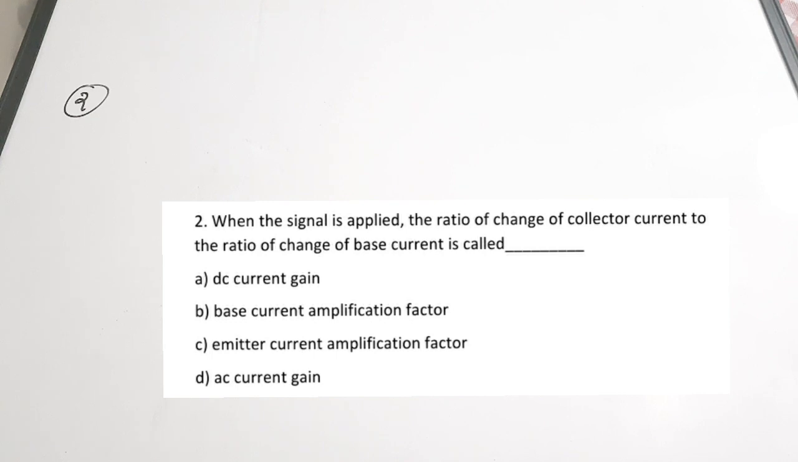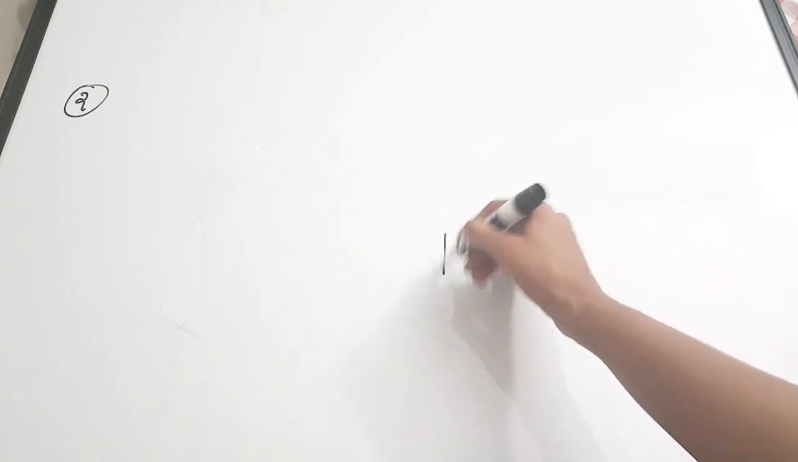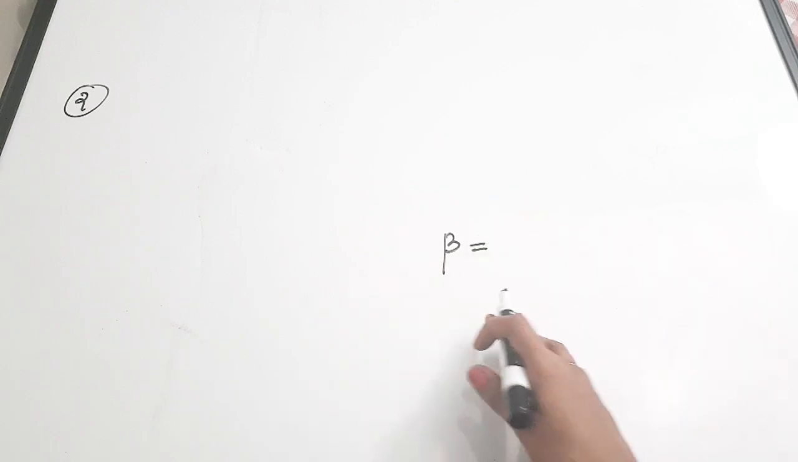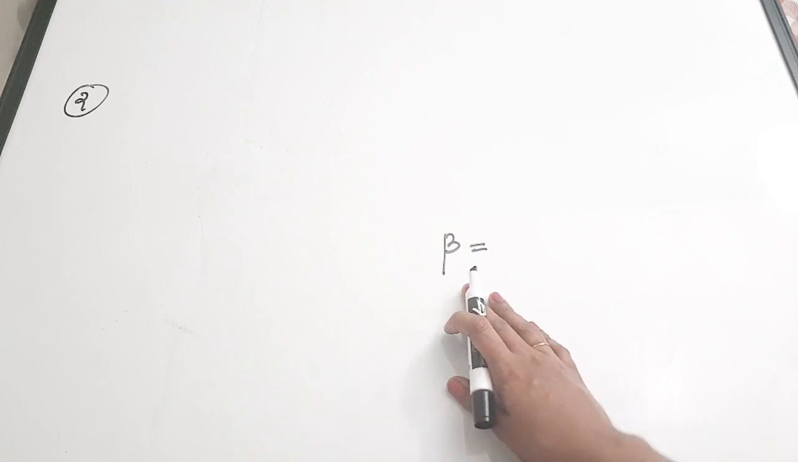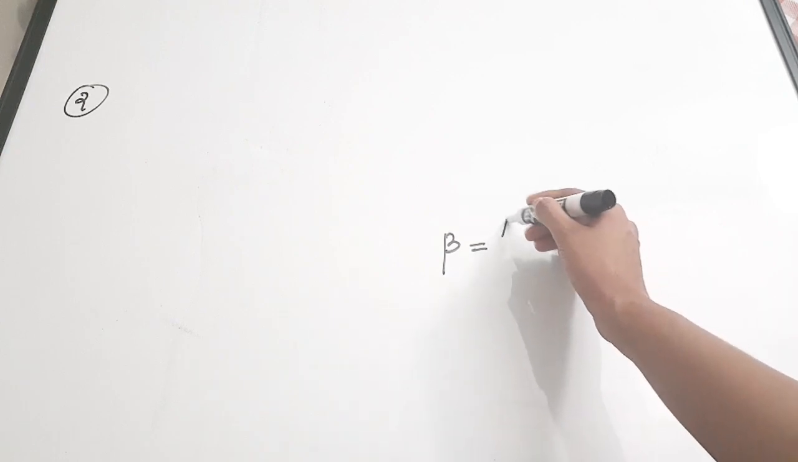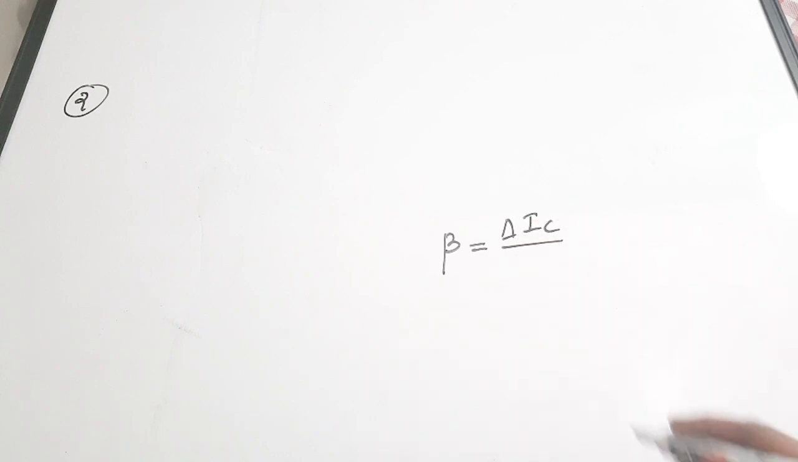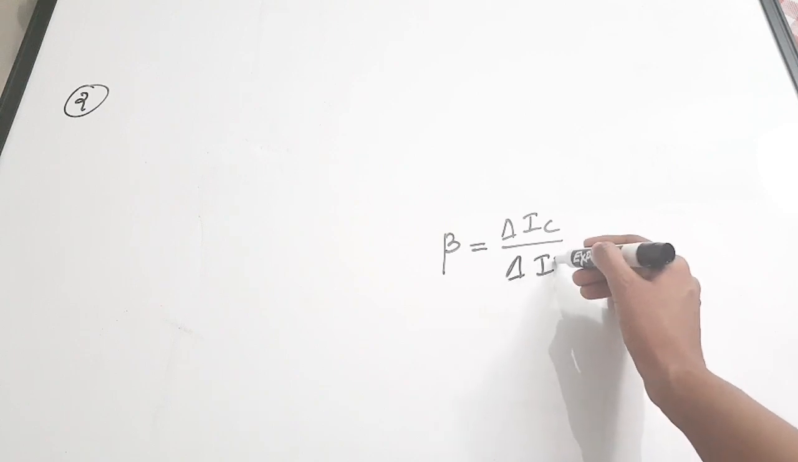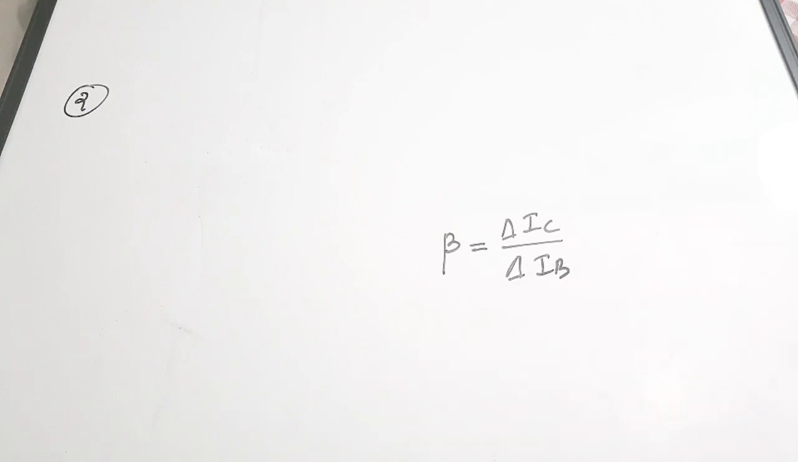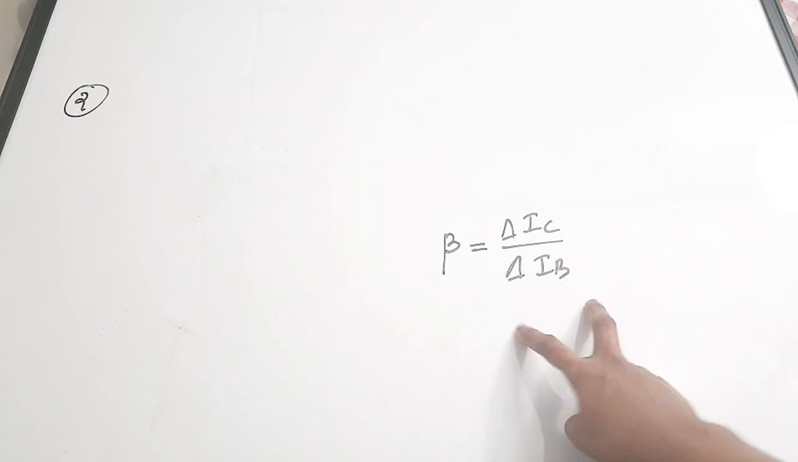The correct answer is AC current gain. Why? Because we are going to apply an input signal, right? So when there is an input signal, it is called AC current gain. The AC current gain is given by beta. For the earlier case, we were not considering any signal applied. But here we are going to apply a signal, and in that case beta will be delta IC, the change in the collector current, to delta IB, the change in the base current. So when the signal is applied, it is called AC current gain.